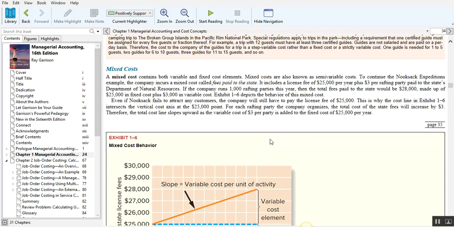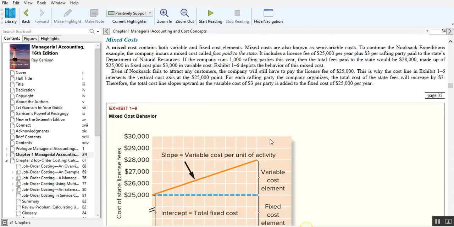A mixed cost will have both variable and fixed cost elements in it. Typically what you're going to see here is a base level, a certain minimal amount. We're going to have a specific amount of cost that we're going to pay regardless of the activity, and then it will increase after we pay that initial amount. It'll increase with increased activities.